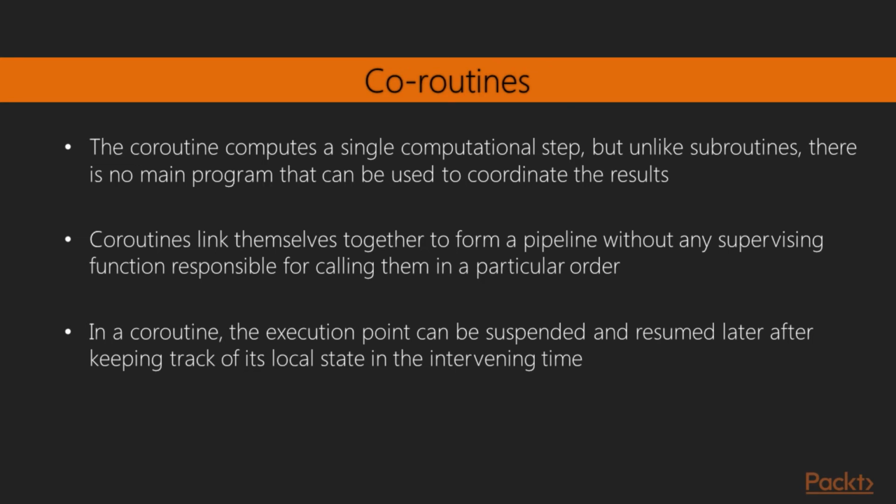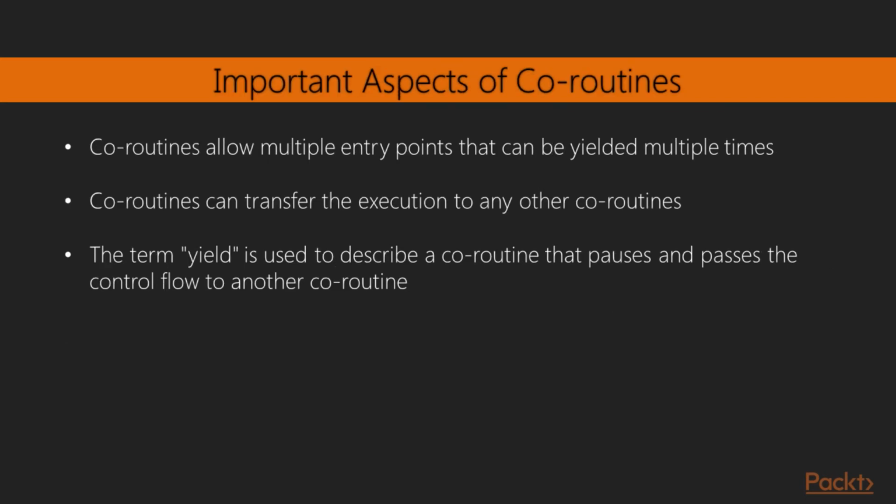Having a pool of coroutines, it's possible to interleave their computations, run the first one until it yields the control back, then run the second, and so on down the line. The control component of the interleave is the event loop, which was explained in the previous video. It keeps track of all the coroutines and schedules when they'll be executed. The other important aspects of coroutines are as follows. 1. Coroutines allow multiple entry points that can be yielded multiple times. 2. Coroutines can transfer the execution to any other coroutine.